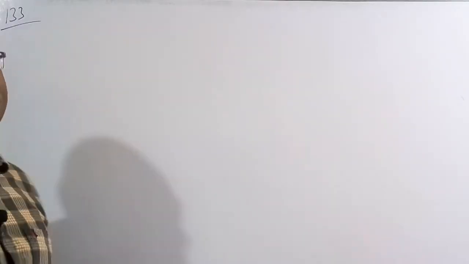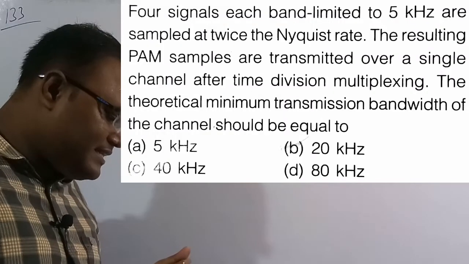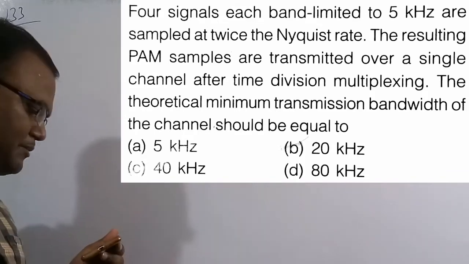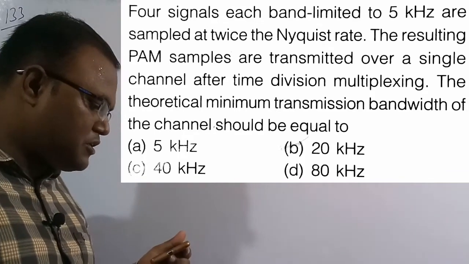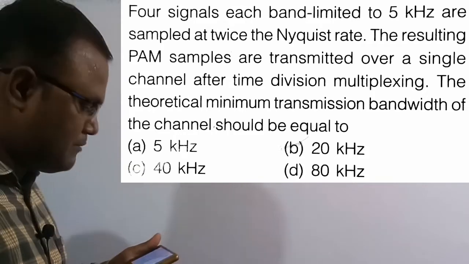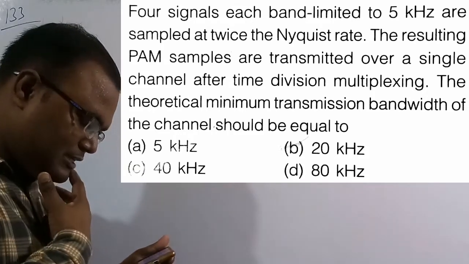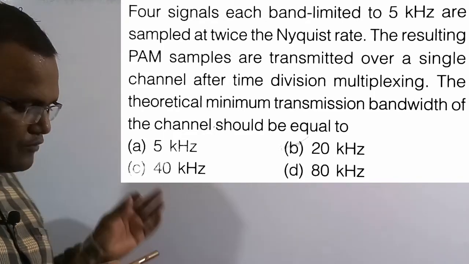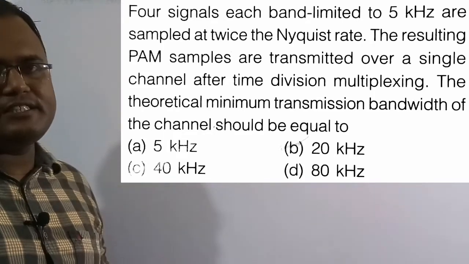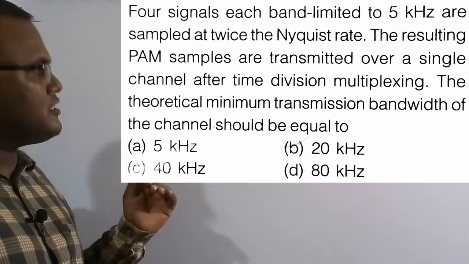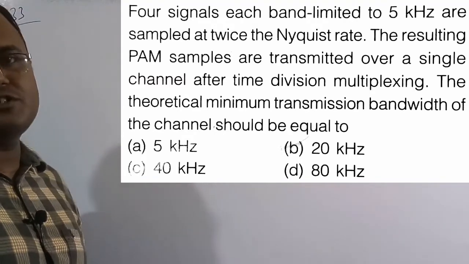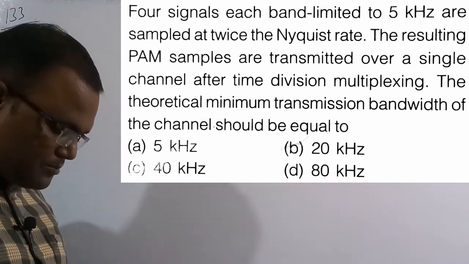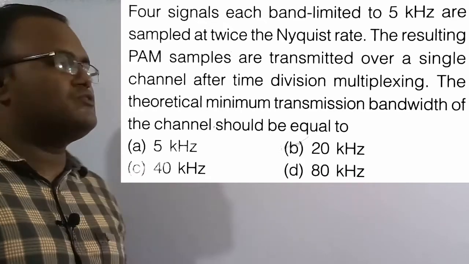Now we are going to solve the 133rd question. See the question here: 4 signals, each band limited to 5 kHz, are sampled at twice the Nyquist rate. The resulting pulse amplitude modulation samples are transmitted over a single channel by time division multiplexing. The theoretical minimum transmission bandwidth of the channel should be. Option B, 20 kHz, is the correct solution of this question.